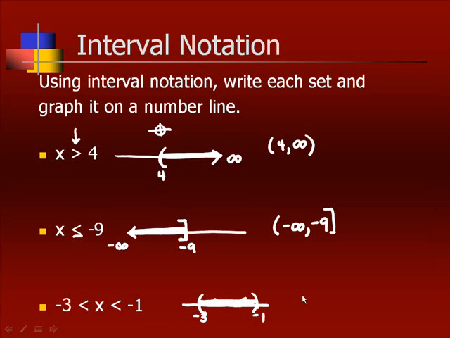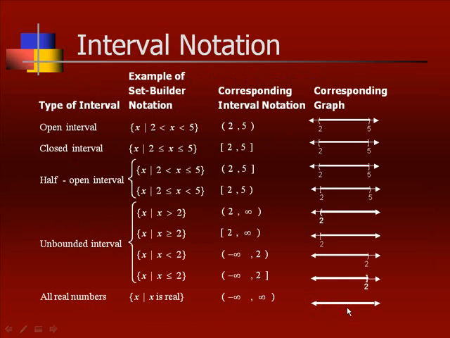So we are going to shade all numbers between negative 3 and negative 1. Interval notation says we start shading at negative 3. We continue shading up until negative 1. And then we do a parenthesis.